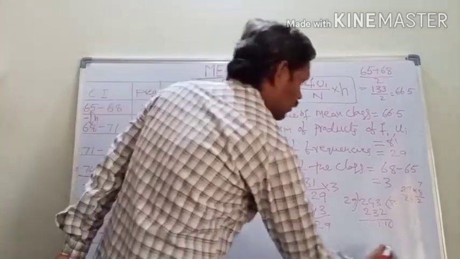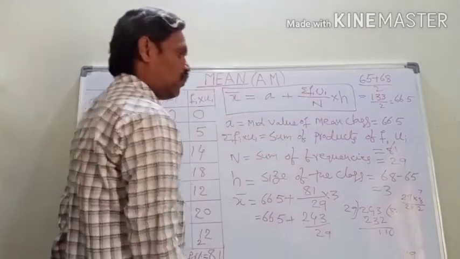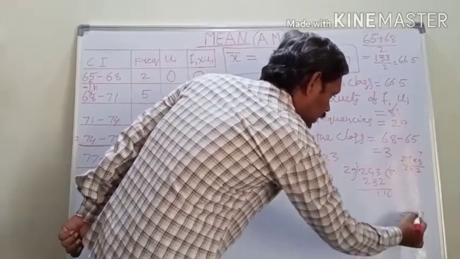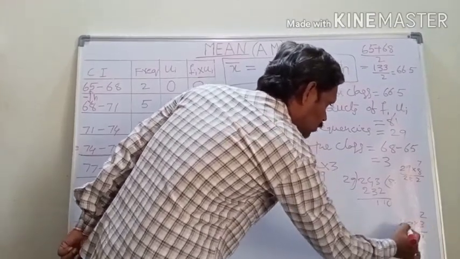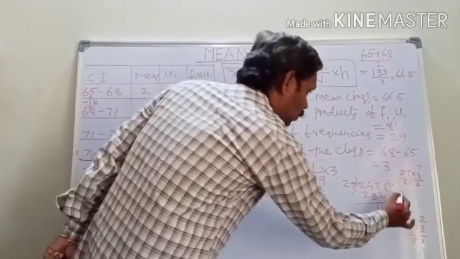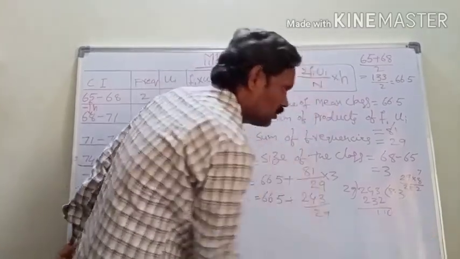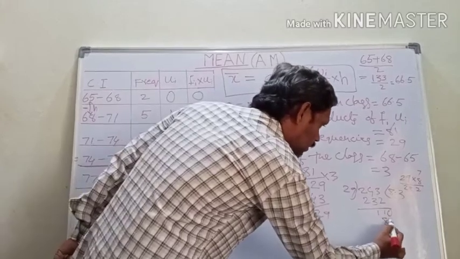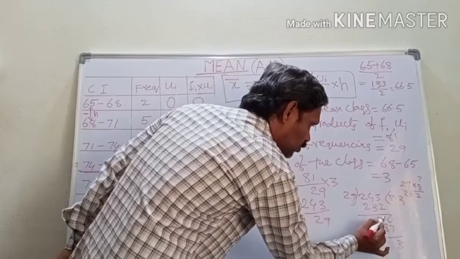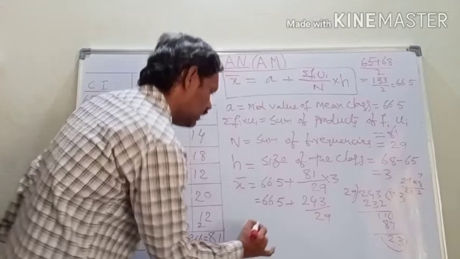So if you calculate 29 3s or 4s, you go for 3s first of all. 3 9s are 27, 3 2s are 6, that is 87. So that is 0.3. So 29 3s are 87. Go for subtraction: 10 minus 7 is 3. Again here we have 0. Again 10 minus 2 is 8. 23, that's enough.